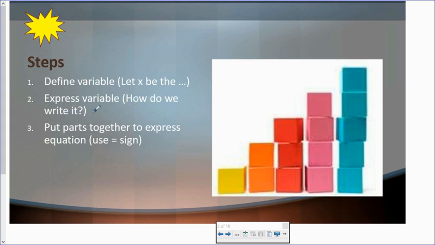So how do we write it? Now we know we're going to use x. How are we going to write it as an expression? And then we're going to put those two expressions together using the equal sign.